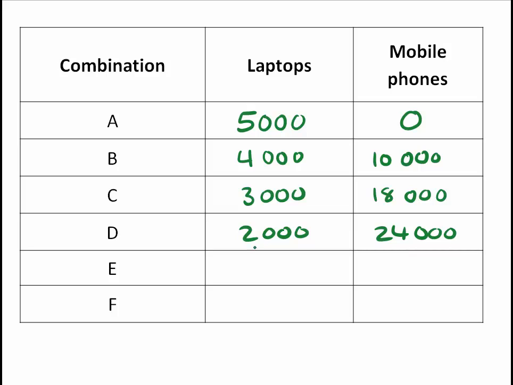At point E, if they produce 1,000 laptops, they have enough resources left to produce 28,000 mobile phones. And lastly, if they use all their resources on mobile phones, they can produce 30,000 mobile phones. But then they have nothing left to produce any laptops. Right, so these are all possible combinations where Xanada can be. Now let's make this small and put it in the corner.